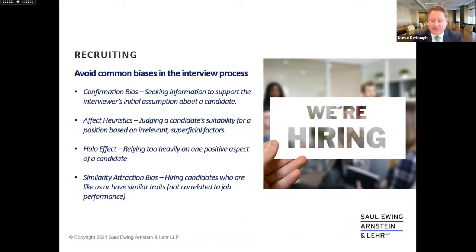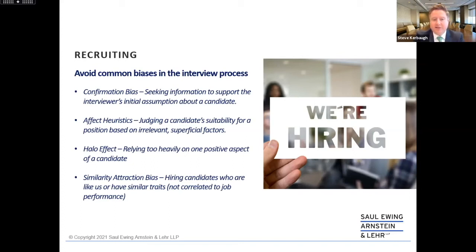If the questions being asked are irrelevant and trying to elicit answers that solely seek to support an initial assumption about that candidate, there's an obvious danger that we could be passing over great candidates for really no good reason at all. Another bias in the interview process to avoid is affect heuristics, which is judging a candidate's suitability for a position based on irrelevant and superficial factors. Quite simply, if you are judging somebody's suitability for a position on the basis of noticeable tattoos or weight, obviously you're overlooking other attributes that might make that person a really great candidate for the job.